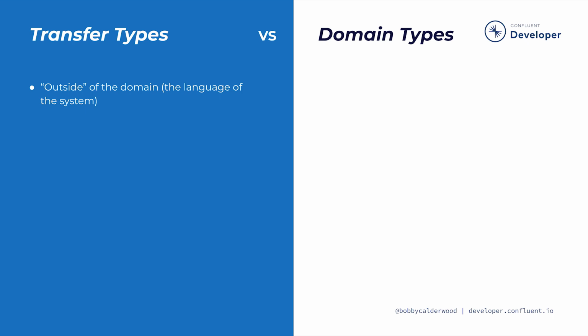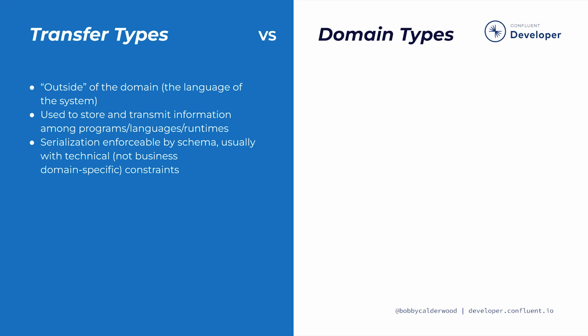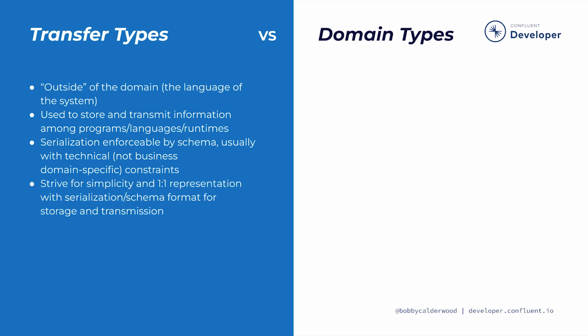Transfer types, sometimes called domain transfer objects and abbreviated as DTOs, are used outside of and in the application layer of our programs for information storage and transmission. As such, they should be accessible by all programming languages and runtimes used in your overall system. They are usually serialized and governed using schemas, but these schema constraints tend to be technically rather than business domain focused. The goal of transfer types is simplicity and efficiency.